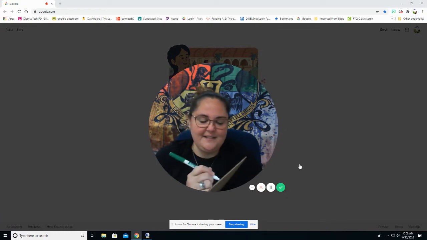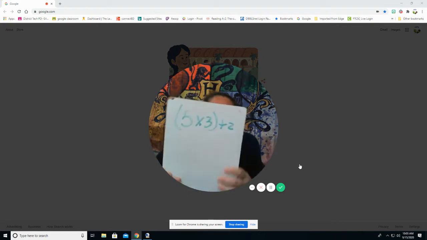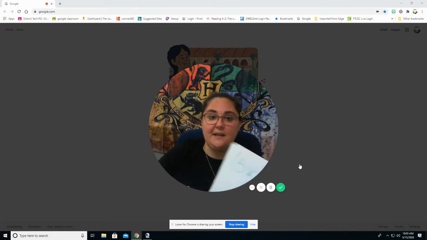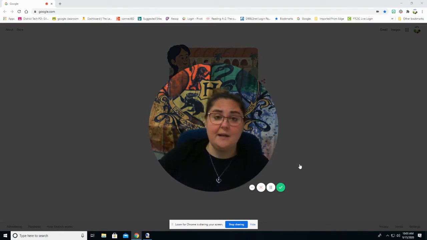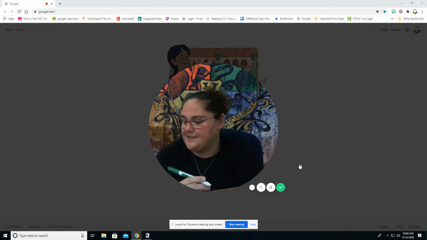All right, now let's see what happens with this problem when I move the parentheses. 3, 2, 1. All right, 5 times 3 is 15, plus 2 is 17. Notice I used the same exact numbers, but because my parentheses were moved, it's a different answer.